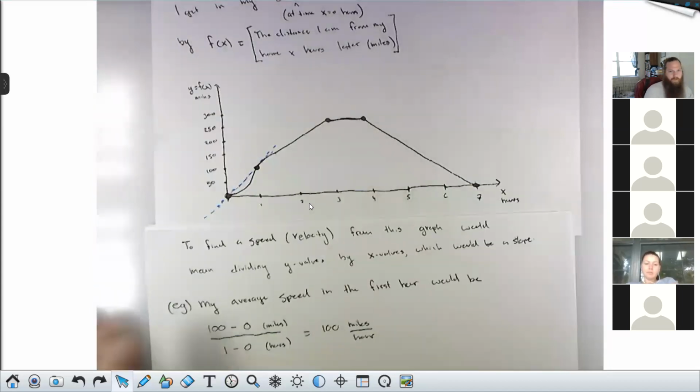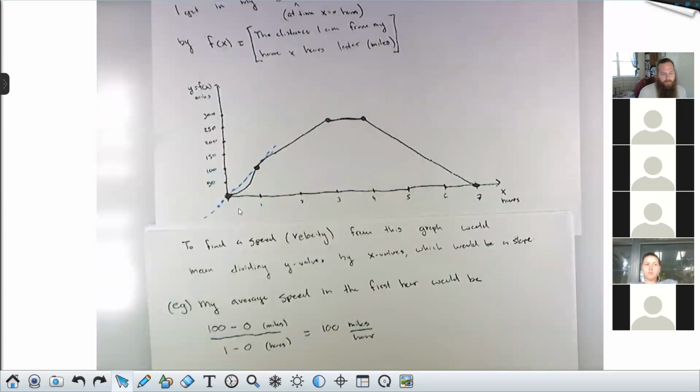Now, does that mean I was going 100 miles an hour during that first hour? No, when I first left, I was going very slowly, right? I gotta like start the car rolling forwards. But then you see here, this is getting steeper and steeper and steeper. And that's me going faster and faster and faster. So I start off going very slow. I end up going quite quickly. And then you see here where it sort of comes back down, it gets less steep. That's me slowing back down. But on average, over this first hour, because I covered 100 miles and it took me only 1 hour to do it, on average, I was going 100 miles an hour.